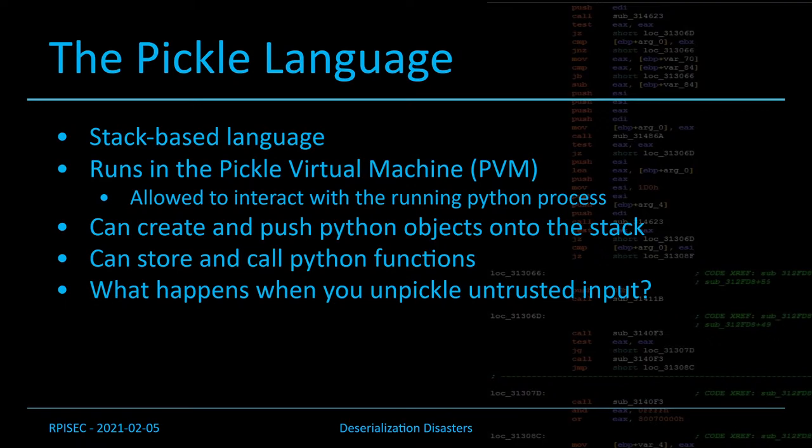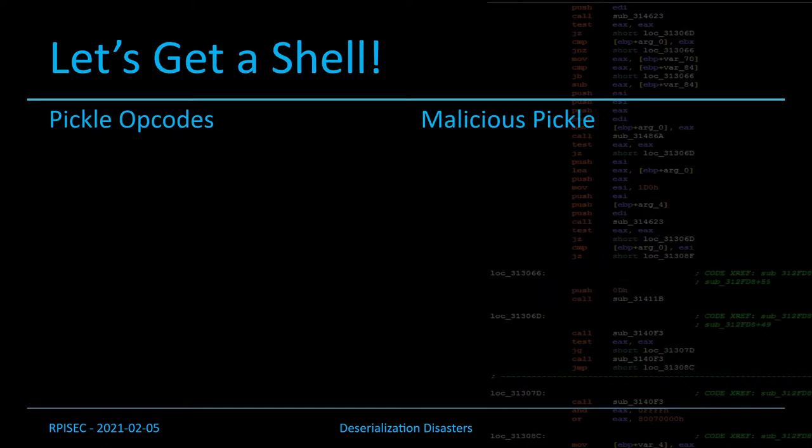Think about it: if it can do all those things, what happens when you give it untrusted input? Well, you get the beautiful three-word acronym: arbitrary code execution, or ACE, I suppose. It's usually remote, RCE, you might see it. But either way, it's not good.